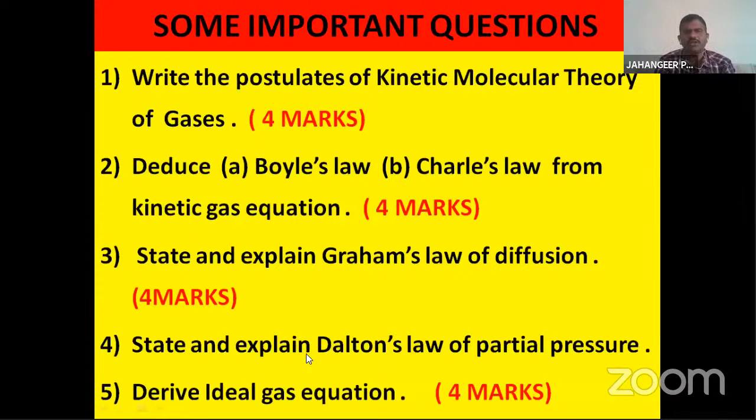And the next one is: state and explain Dalton's law of partial pressures. This is also most important. And finally, derive the ideal gas equation. Derive PV equals nRT, that is the ideal gas equation. So these are the most expected 4 marks questions in this chapter.